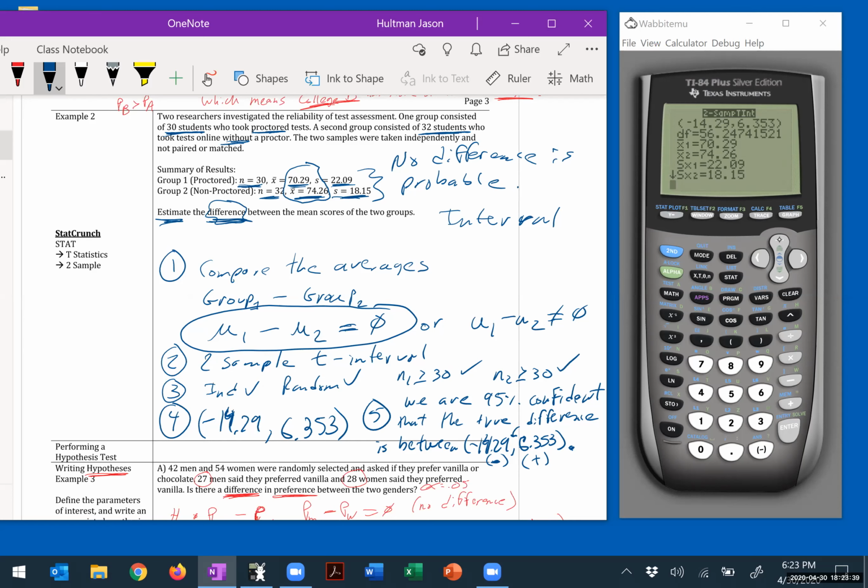It really didn't make a difference on whether or not group 1 was babysat or group 2 was not. There really wasn't a significant difference in the averages of the test scores. And we only know that because 0 was a part of our interval.